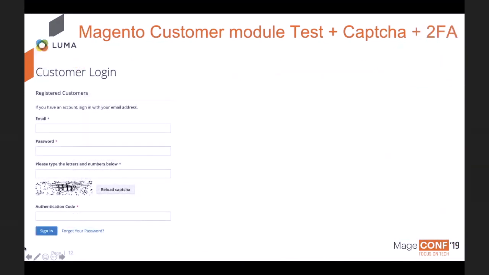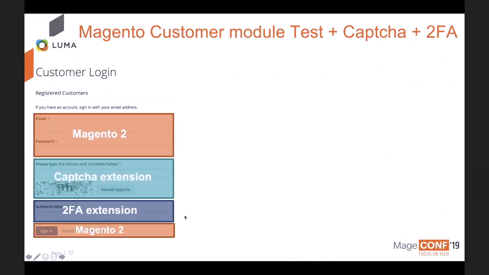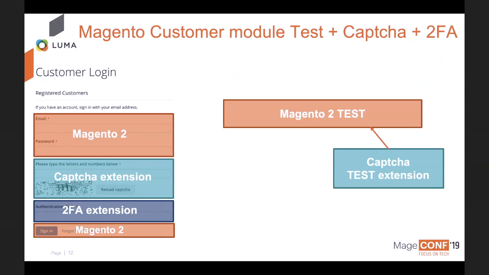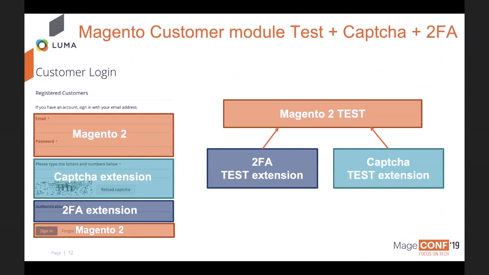The same thing happens if you have the 2FA extension installed. So we have Magento fields, we have the CAPTCHA extension field, we have the 2FA extension, and the Magento 2 sign-in button. The same Magento 2 test can be extended by the CAPTCHA test extension, as I showed you before, and the same thing can be written from the 2FA extension. The good part about it is that both of these extensions know only about the Magento 2 test, and when they extend this test, these two extensions do not know about each other and are not dependent on each other. So this is good. But the main question is, why am I still not talking about action groups?